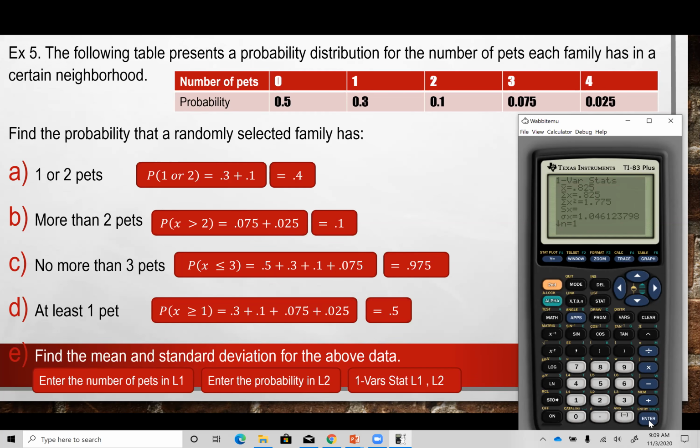If you have the TI-84, your data is your L1, your frequency list is your L2. And again, these are the two items we have. The mean is 0.825. The standard deviation is 1.046. So again, this is what we are looking for, the mean and the standard deviation.